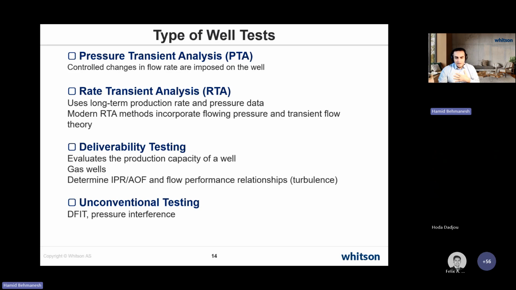And lastly, the unconventional testing, we have a dedicated course that focuses on the DFIT analysis as well as pressure interference. So CPG, Chow pressure group, and DQI, Devon quantification interference. Underlying physics on the conventional and unconventional are very similar. They are not different, but in each of these, we are focusing on different parameters. So that's why we introduced this course to stand by itself on the conventional pressure transient analysis.